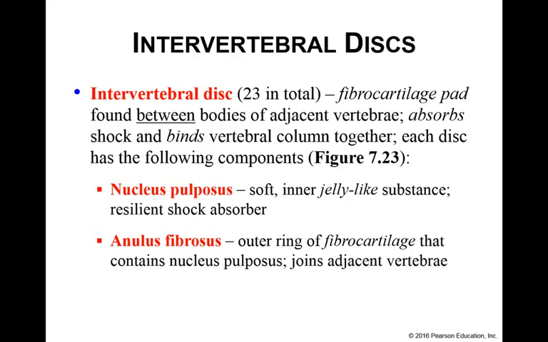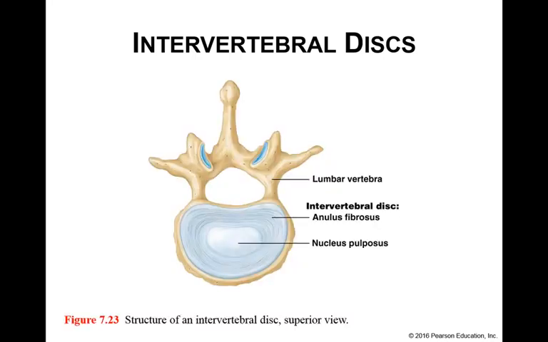The nucleus pulposus, which is a soft jelly-like substance. It's on the inside, and it's a really good shock absorber. And then you have the annulus fibrosus, which is the outer ring of cartilage that contains that nucleus pulposus, and it joins the vertebrae together. And here's a picture. The inner is the nucleus pulposus. This is the jelly-like, and then you have the fibrocartilage ring, that's the annulus fibrosus, and that's more of the tougher part.